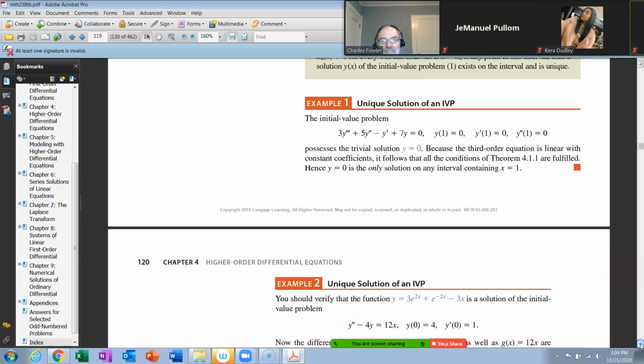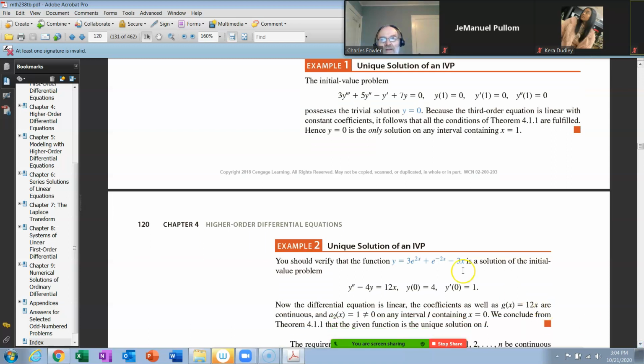Here's an initial value problem. Okay? Third order differential equation. 3y triple prime plus 5y double prime minus y prime plus 7y equals 0. Now, we know that y at point 1 is 0, y prime at point 1 is 0, and y double prime at point 1 is 0. Third order differential equation, 3 initial conditions, beginning at the function and then only doing the first and second derivatives. You never give your third derivative as an initial condition. The nth derivative is never an initial condition. It's always the 0th, first, and second derivative.